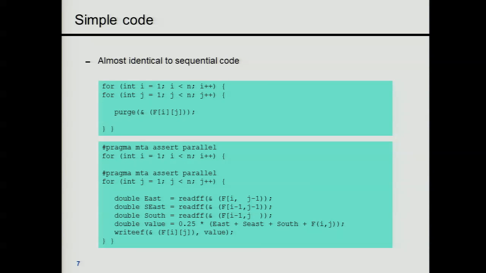Do notice though here that because I'm using these synchronized read and write operations, the compiler will not know that these loops can actually execute in parallel. Because it'll think it has all this synchronization, and you set the synchronization up just to be right. So here's a case where you do have to use the assert parallel fragments.